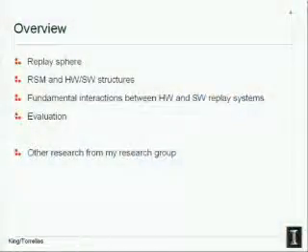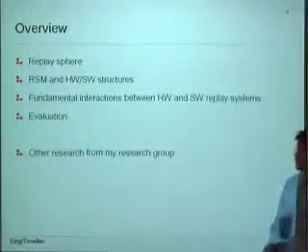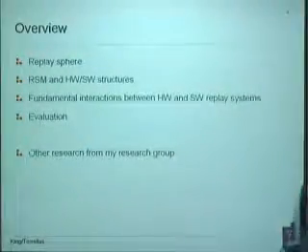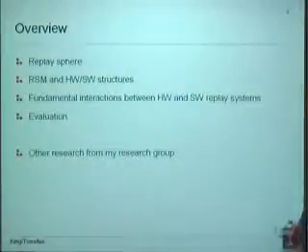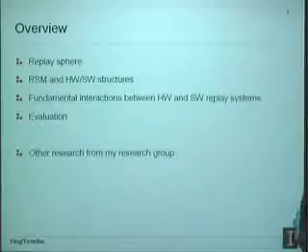So overall, for my section of the talk, I'll describe the internals of Capo, including our replay spheres and our hardware-software interface. Then I'll talk about some of these fundamental interactions between the two and include our evaluation. In addition, at the end, I've reserved a little bit of time to talk about a few other research projects that my group is working on, some of which are associated with the UPCRC.